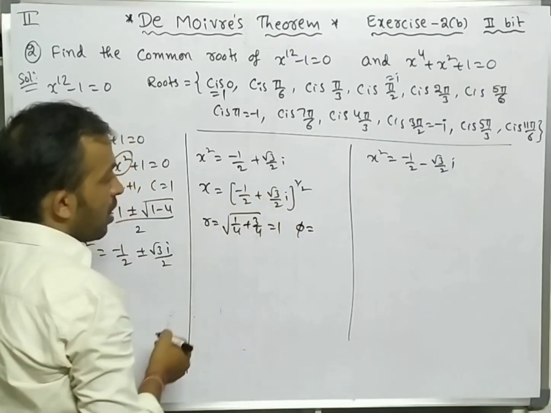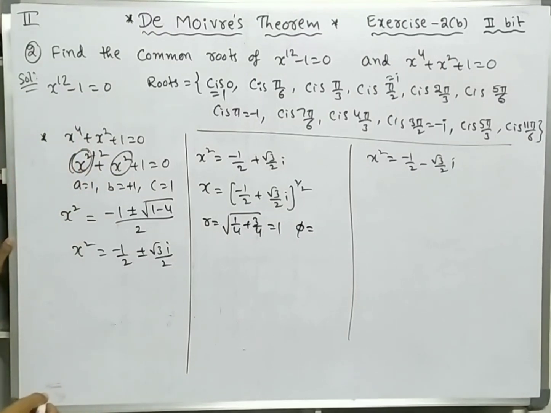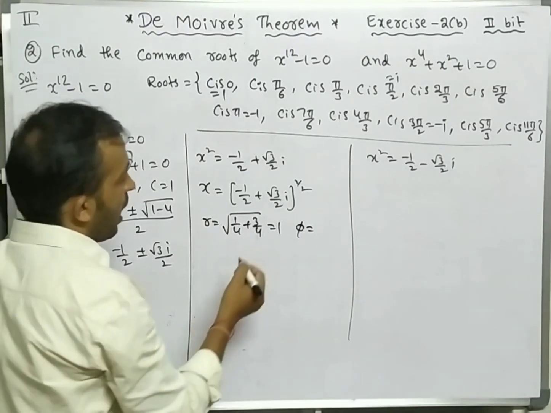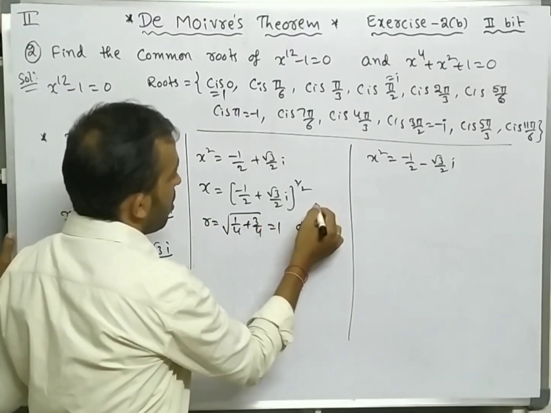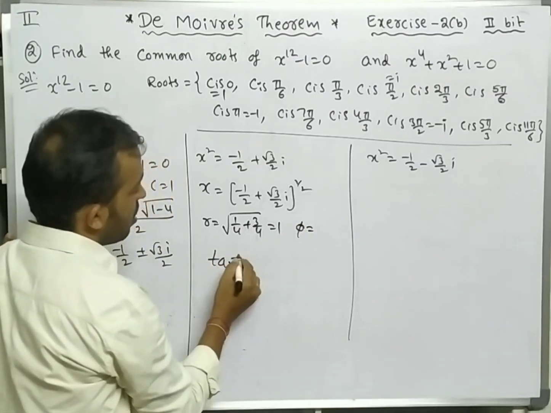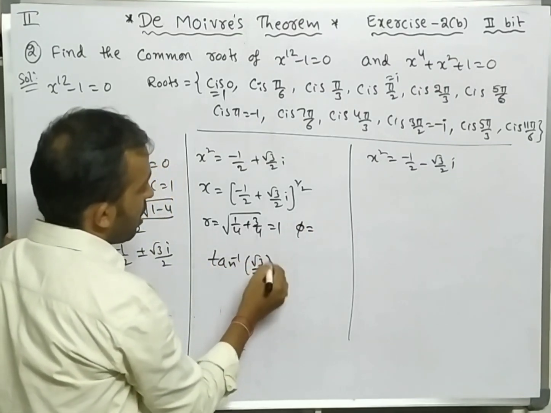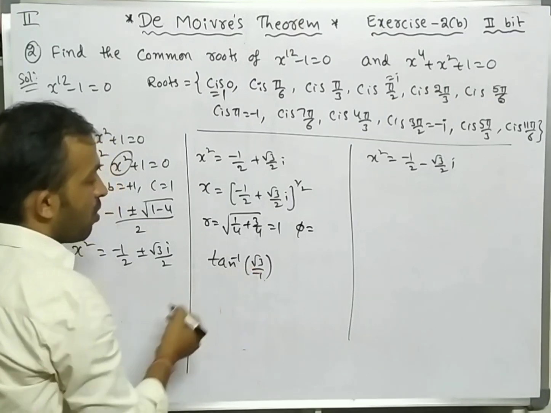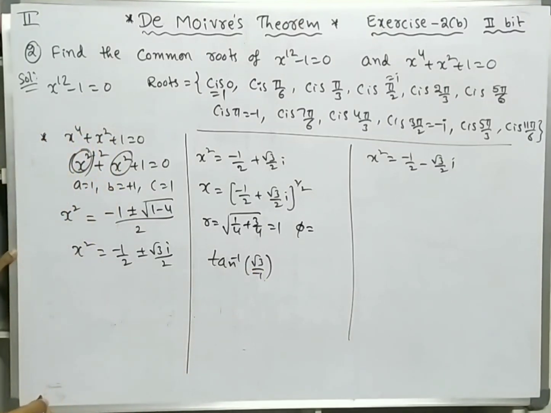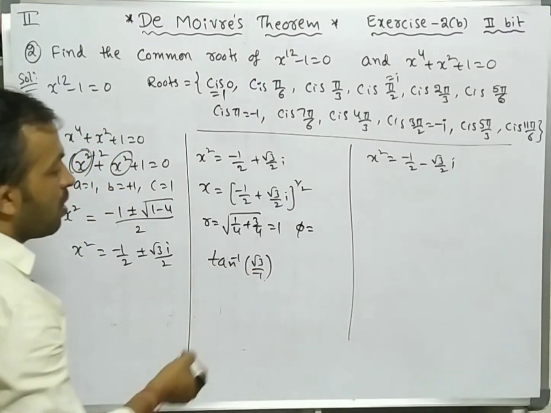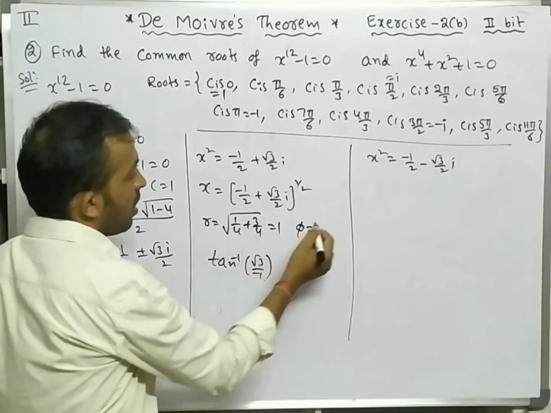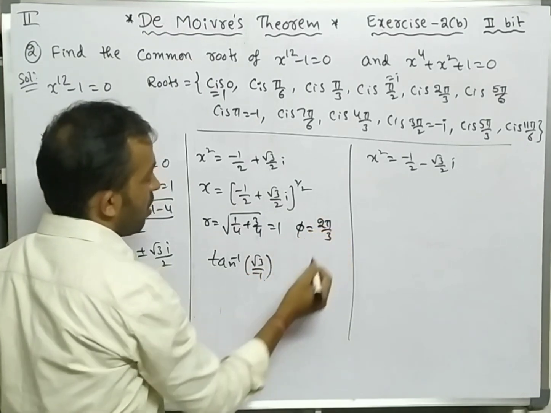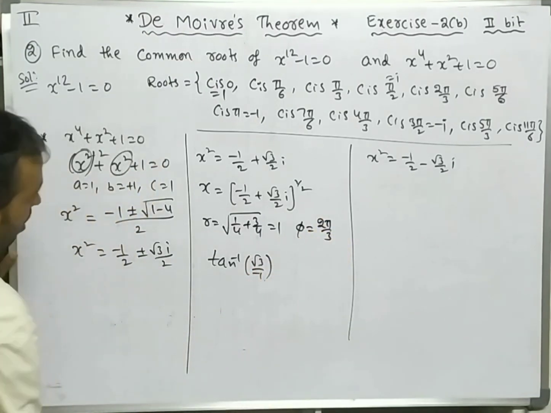It is in the second quadrant, so the angle is tan inverse of root 3 by minus 1. As it is in the second quadrant, the angle is of the form 180 minus theta. So 180 minus 60 is 120, that is 2π/3. Theta is 2π/3.